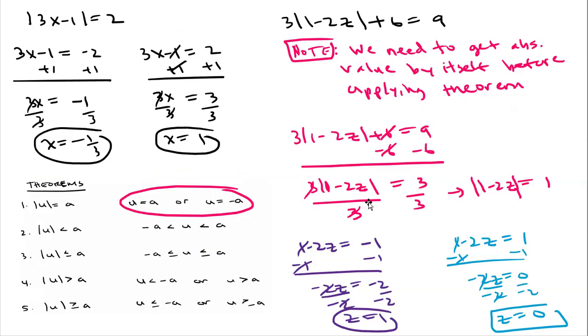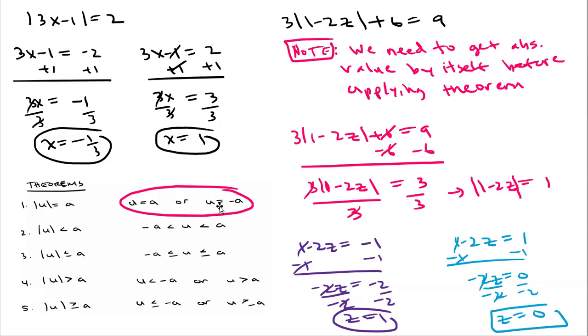So like this problem here on the right, we got the absolute value by itself. So we got 1 minus 2z equals 1. Now it's by itself, so I can apply the theorem, and then I would apply theorem 1 here, where you have a positive 1 and a negative 1. In regards to these types, A has to be positive in order to apply the theorem, right? For rule number 1 or theorem number 1.